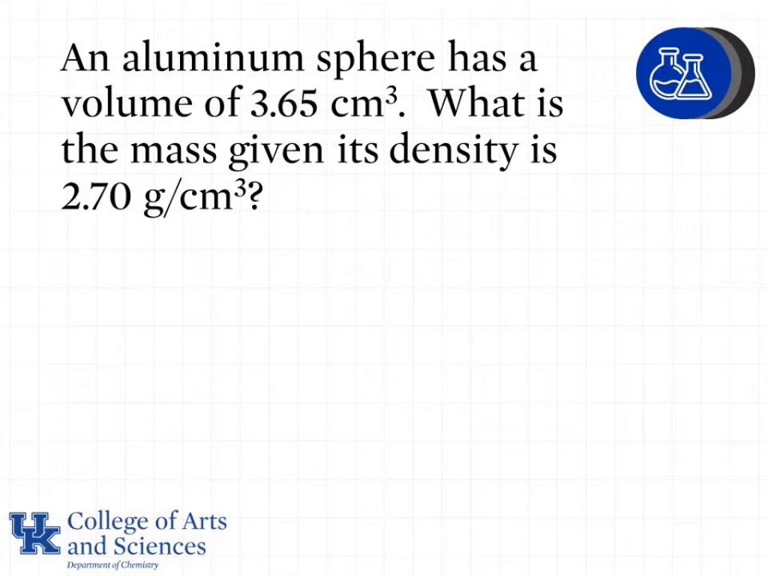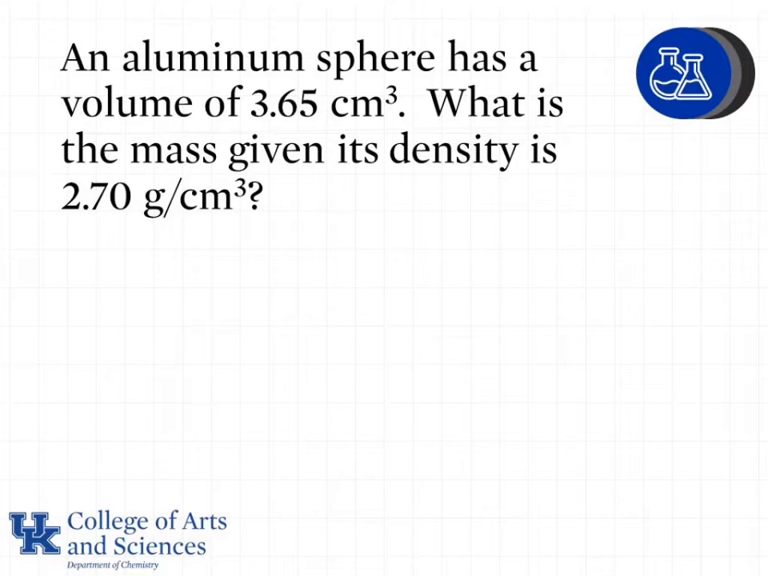Let's look at an example that has a different kind of relationship given in the problem. An aluminum sphere has a volume of 3.65 centimeters cubed. What is the mass given its density is 2.70 grams per centimeters cubed? This relationship is true for aluminum, but would not be true for another substance. Unlike some relationships, say for example 1 pound is 16 ounces, it doesn't matter what the substance is, that relationship is always true.